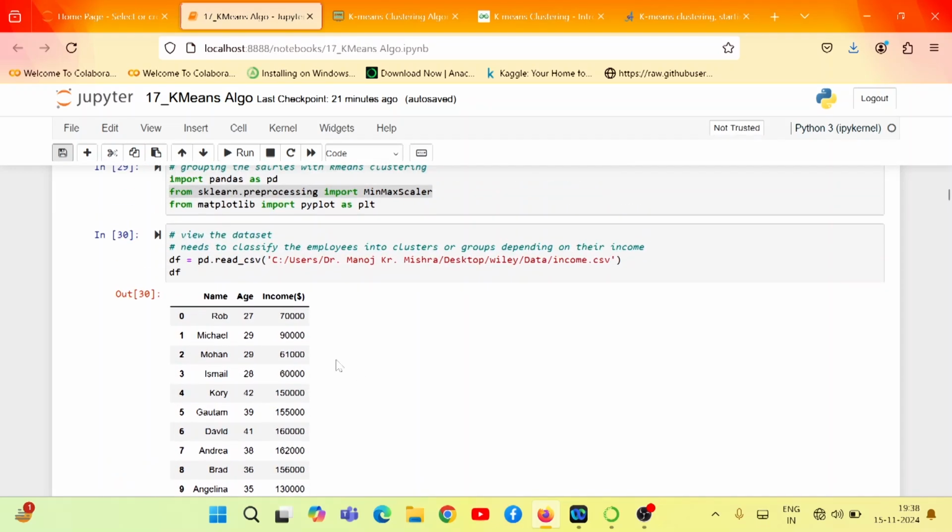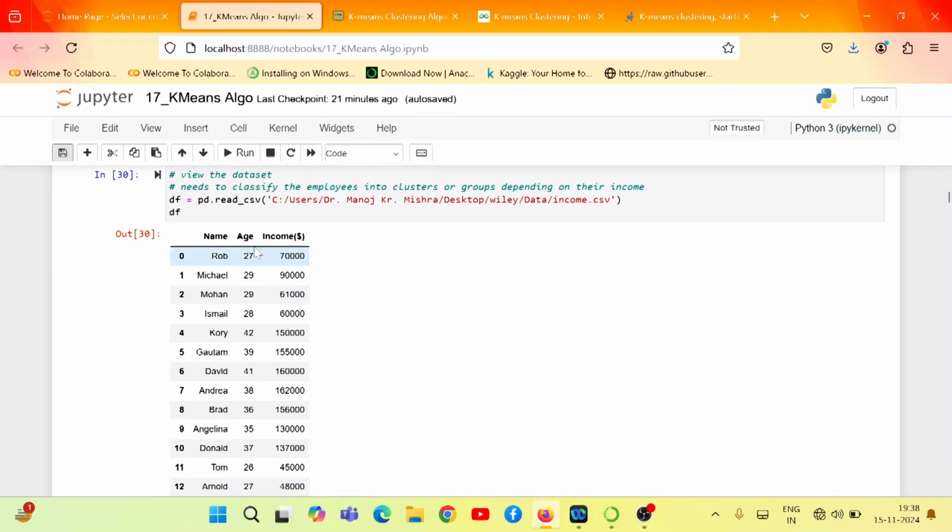Now we have to classify the employees into clusters or groups depending on their income. That is something we need to perform. The question here is how many levels of income are there? That is something we have to understand. In this data set, the names are not important because they cannot indicate any group, but age and income have some sort of relationship. Hence, let us first figure out the relationship between age versus income.